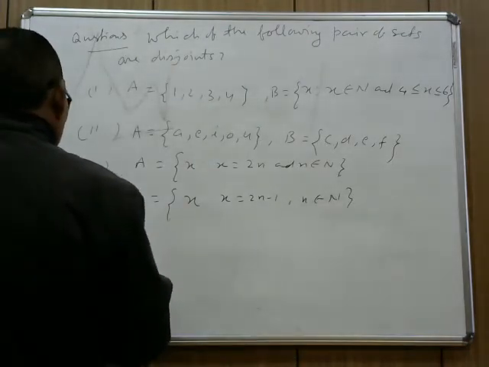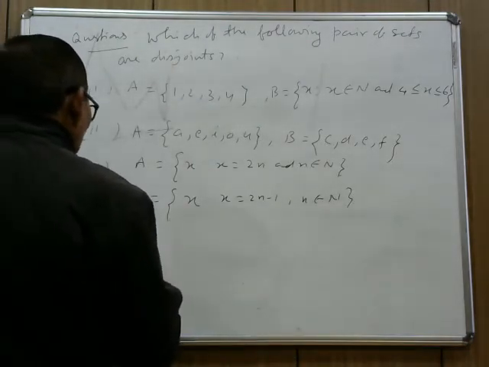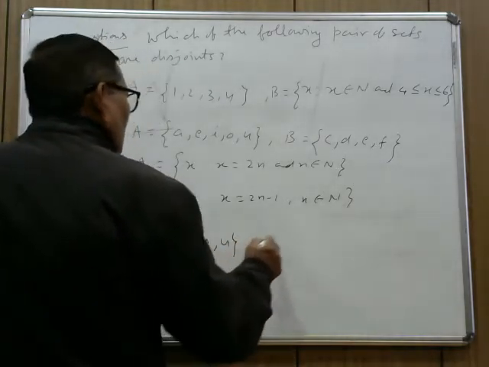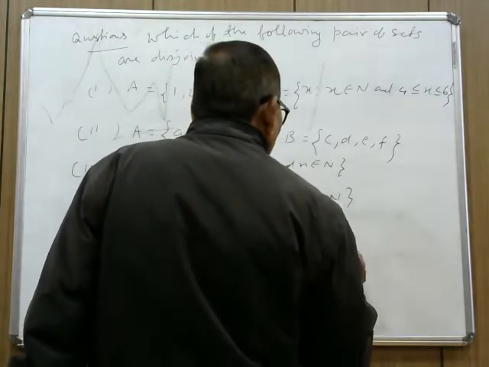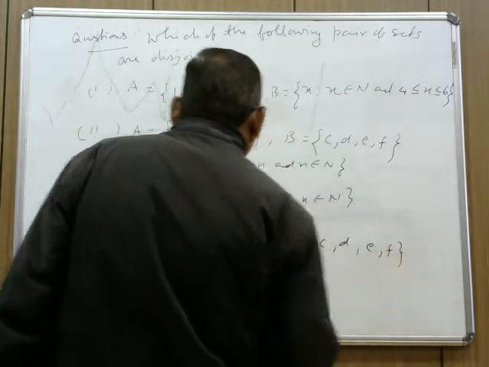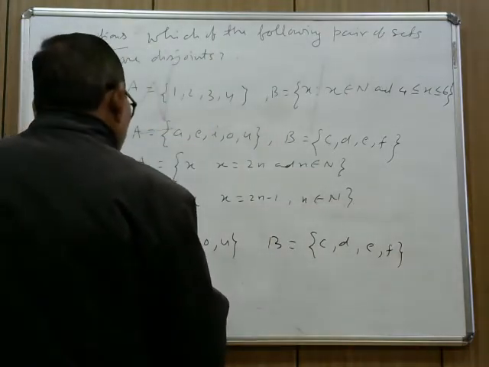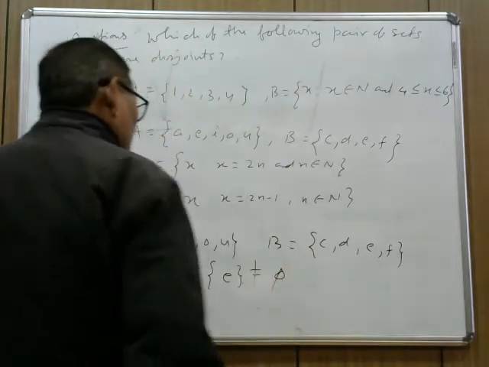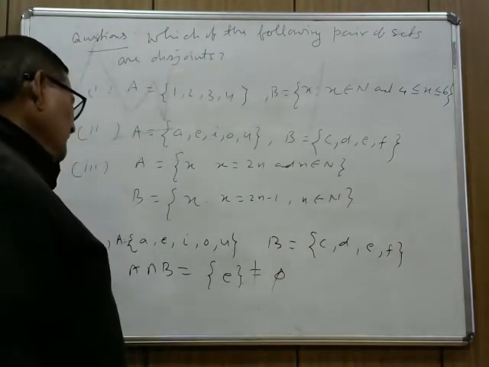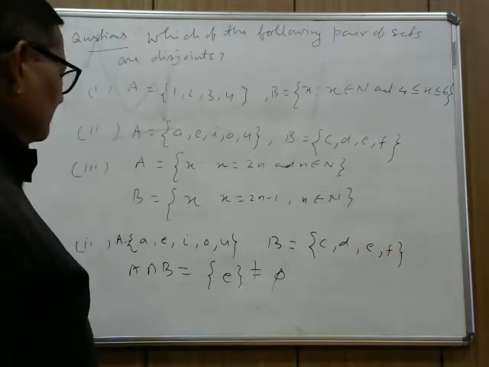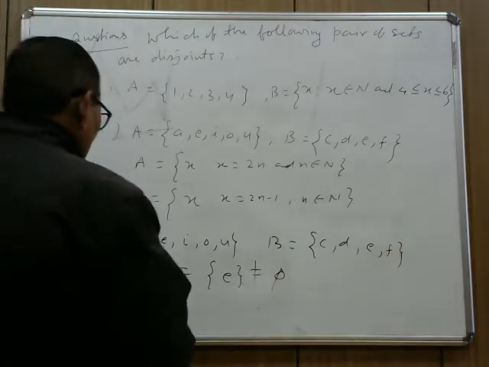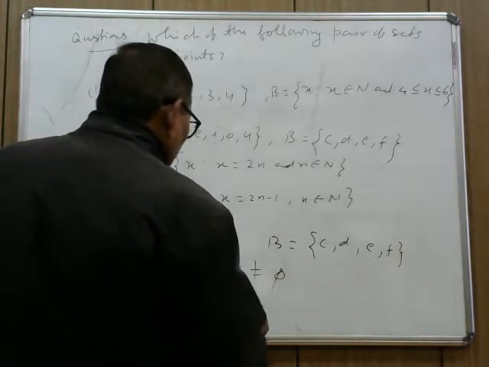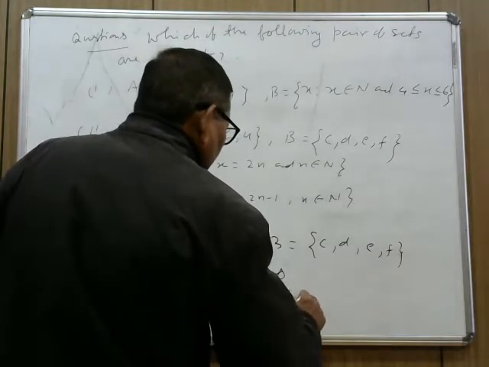In the second question, in set A your elements are A, E, I, O, U and set B is C, D, E, F. Their common element, A intersection B, is again E, that is not equal to the null set. It implies that A and B are overlapping sets. Overlapping sets are not disjoint sets, so A and B are not disjoint sets.